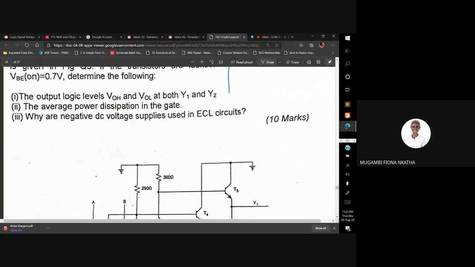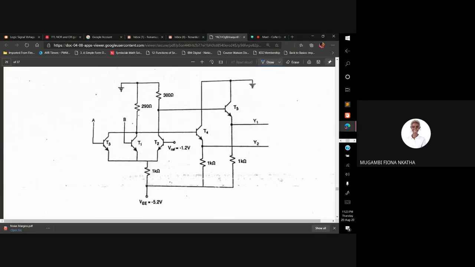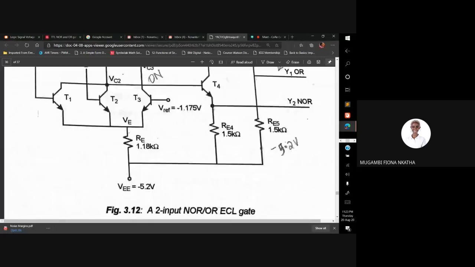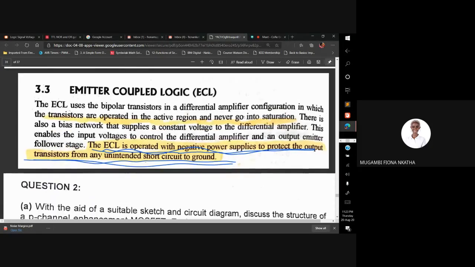Why are there negative DC voltages? I mean, why is it that for ECL we usually have a negative VEE and we never have a positive VCC, that is, it's grounded? The reason is that ECL is operated with negative power supplies to protect the output transistors from any unintended short circuit to ground. I hope that is clear.